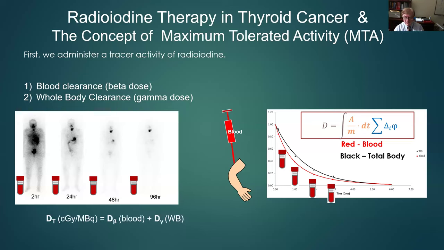The total dose to the marrow is then simply, as I said earlier, the contribution from the beta as determined from counting the blood, and from the whole body, that's the gamma ray dose contribution. And once you know the dose per unit activity, the grays per megabecquerel, then simply rearranging the equation gives you the maximum activity that you can give to a patient so as not to exceed 2 gray to the bone marrow.